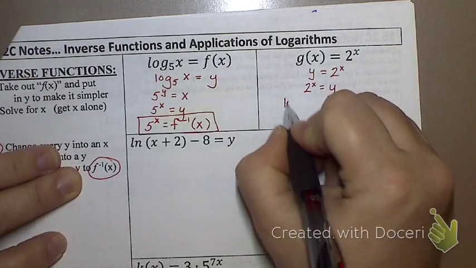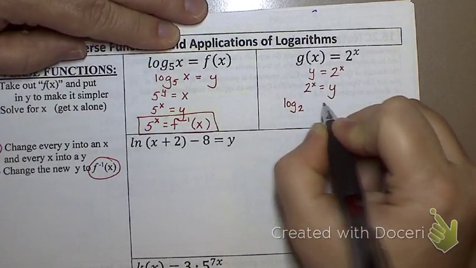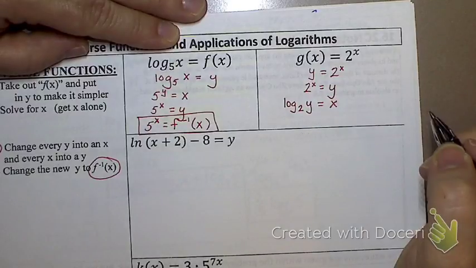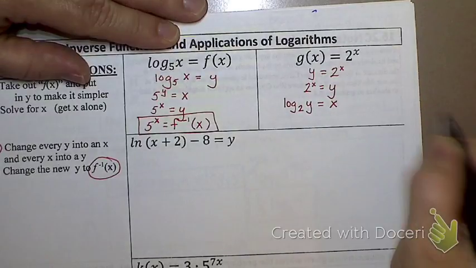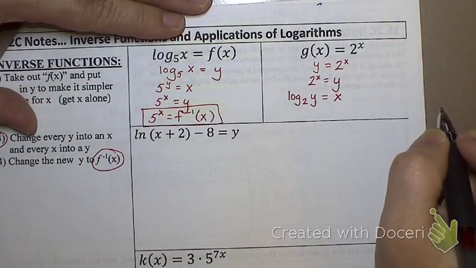Then I have log base what? Base 2 of what? y equals x. Is x alone? Yes. So now I can go to exponential. I'm sorry, I don't want to go to exponential, do I? I just got x by itself. So I need to move on to step 3. What's step 3?